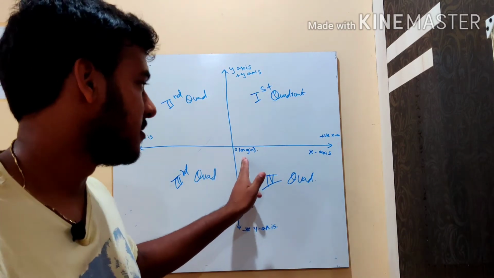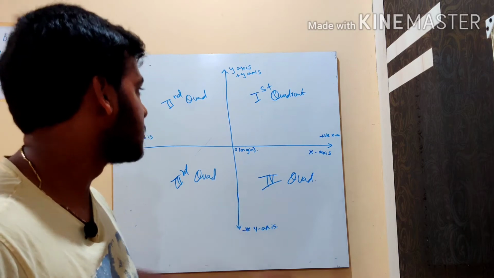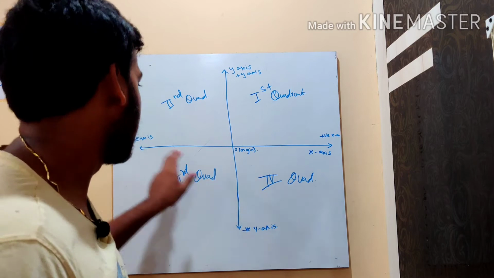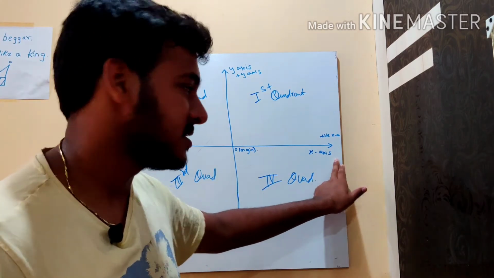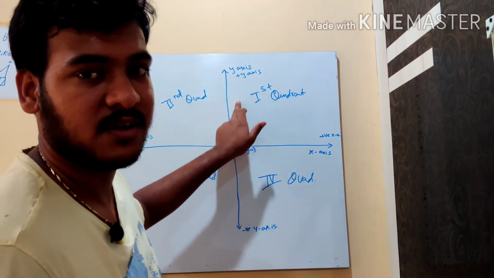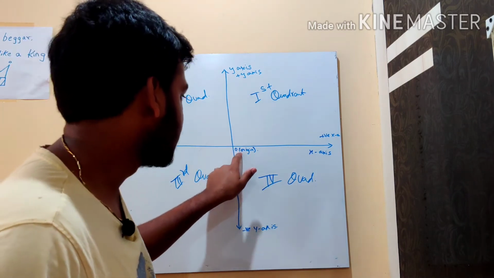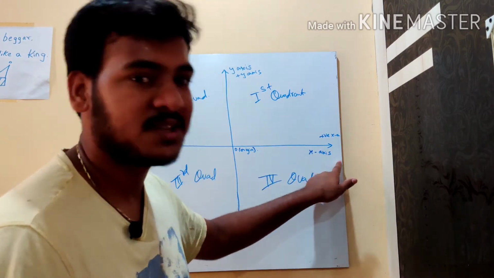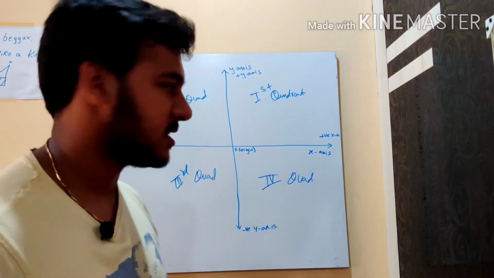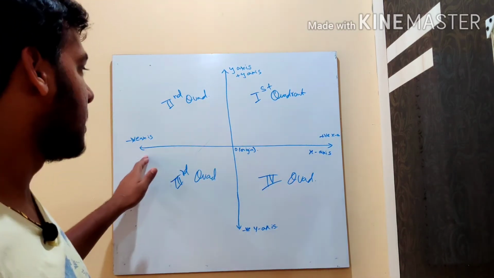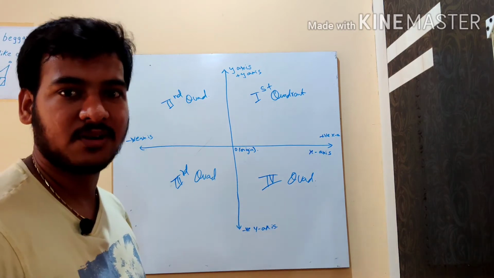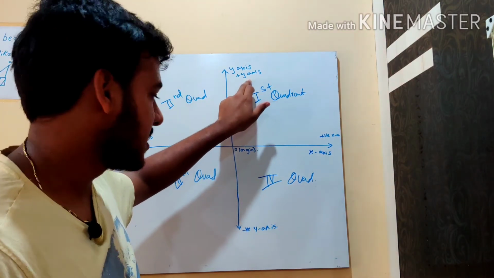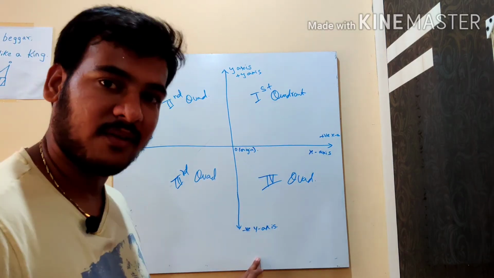These two perpendicular lines are called axes. The horizontal line is called the x-axis and the vertical line is called the y-axis, and they both intersect at a point called the origin. This is the positive x-axis where all the positive units lie, and this is the negative x-axis where all the negative points lie. This is the positive y-axis and this is the negative y-axis.